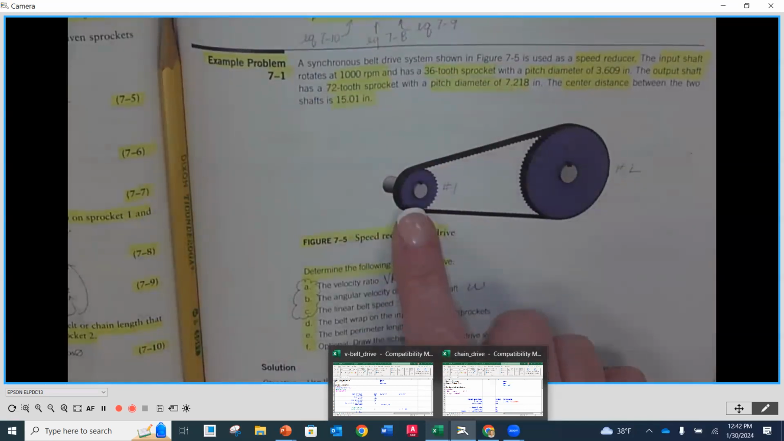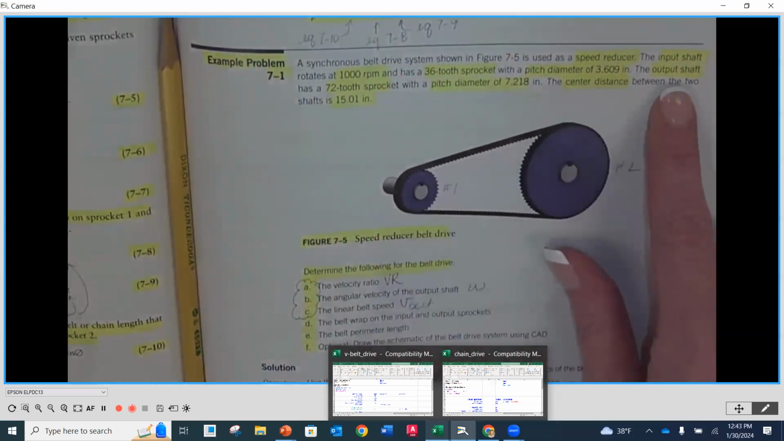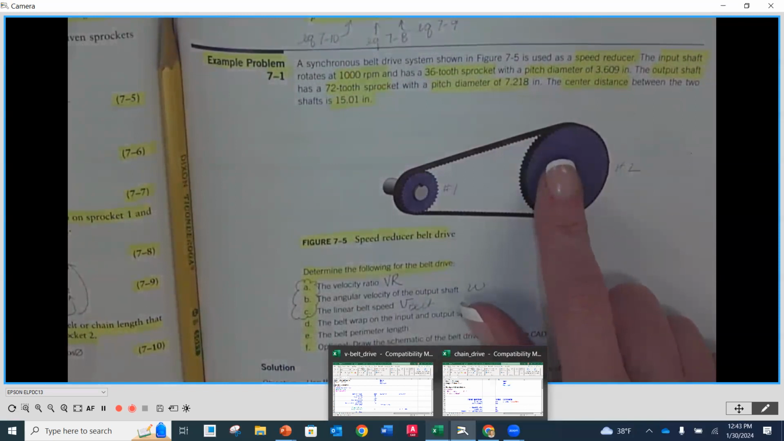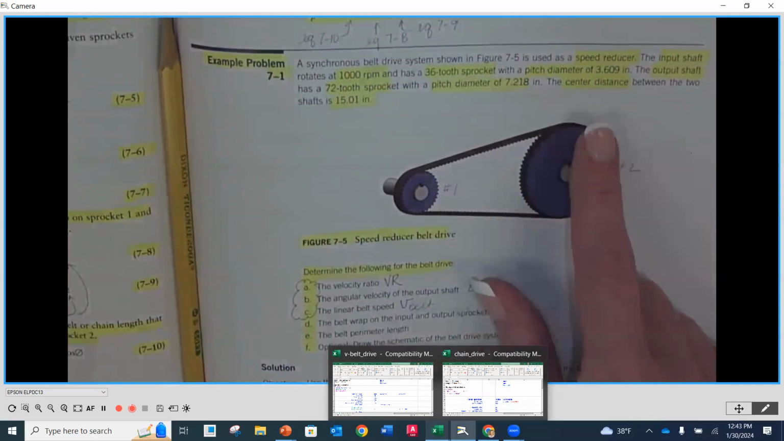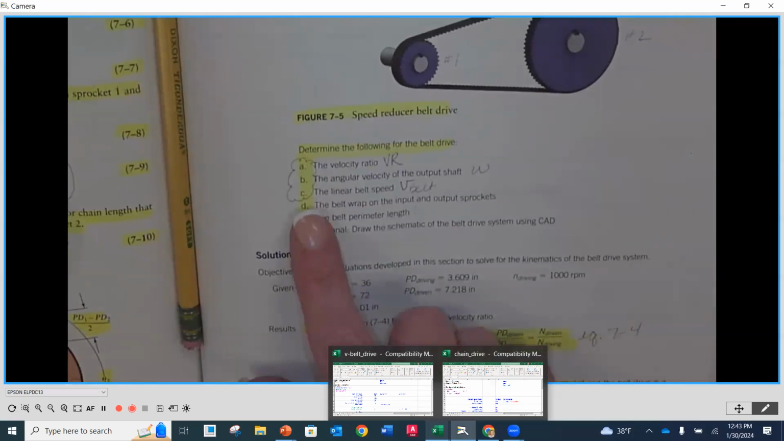So we already know the size of our sprocket on our input, and it tells us what the pitch diameter is as well. And then the output shaft over here is going to have 72 teeth and a pitch diameter of 7.218 inches. They're also giving us the center distance of 15.01. So what they want us to determine, and we're not going to do this full problem, we're going to do the first three things.